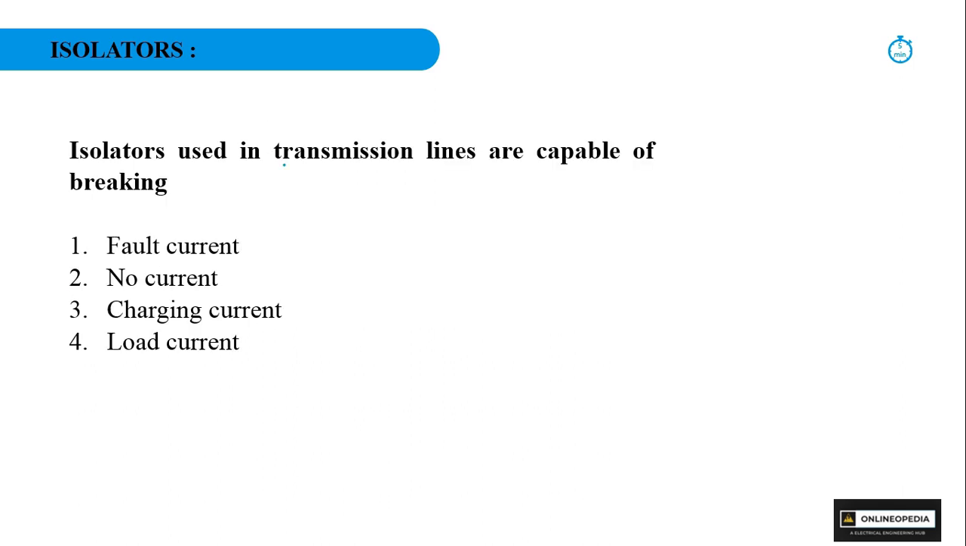Next is, isolators used in transmission lines are capable of breaking. As isolators operate on no load, they are capable of breaking no current.